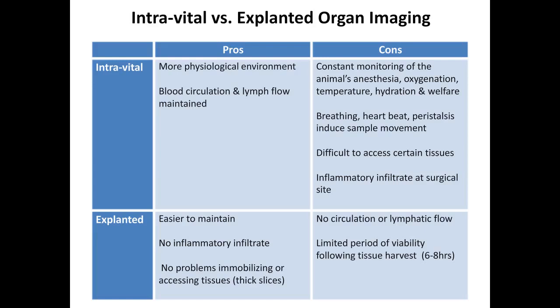On the other hand, explanted imaging, where you euthanize the mouse and then you take out your organ of interest, for example, for immunologists, the lymph nodes are typically used. This is a lot easier to maintain because you simply take out the organ and you just have to keep it warm and bathed with the oxygenated media. There is no inflammatory infiltrate to confound things, and it's relatively easy to immobilize the tissue to minimize movement.